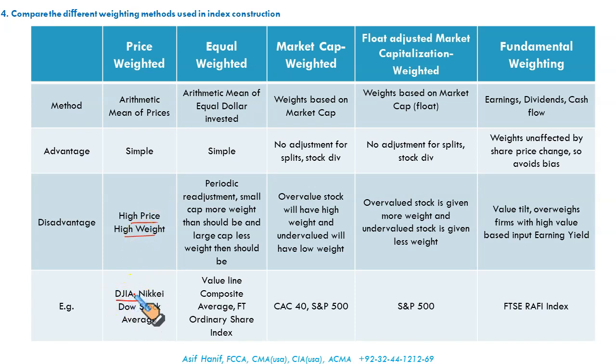And there are some examples as well. Dow Jones Industrial Average, based upon 30 largest US stocks, it is the price weighted index. Then Nikkei Dow Jones Stock Average, it contains about 225 stocks if I remember correctly. It's a price weighted index.